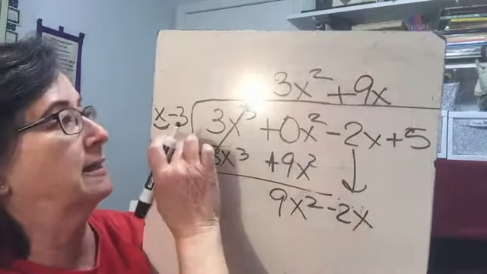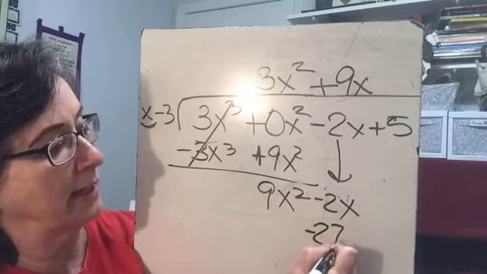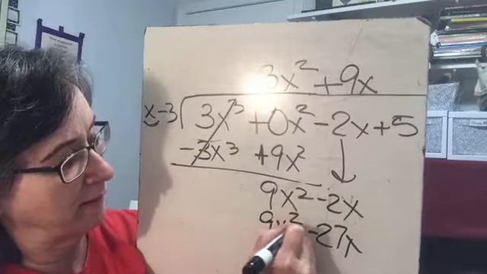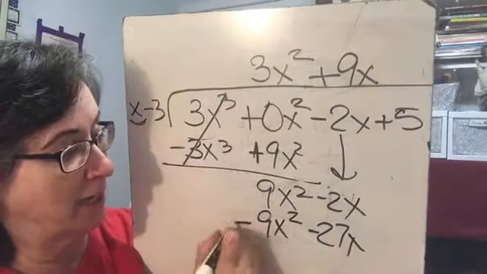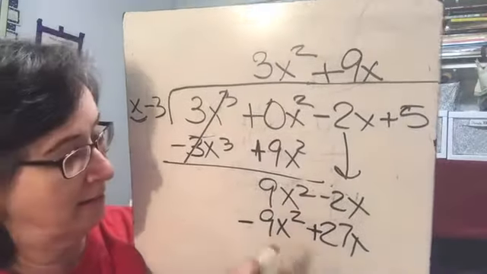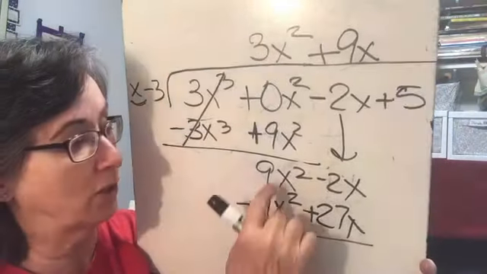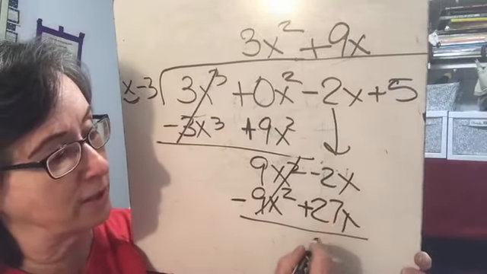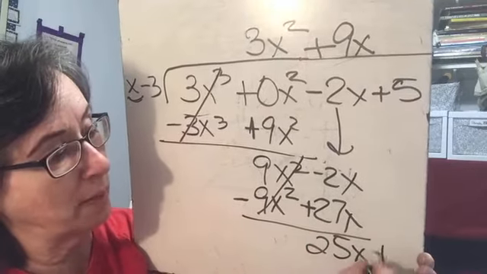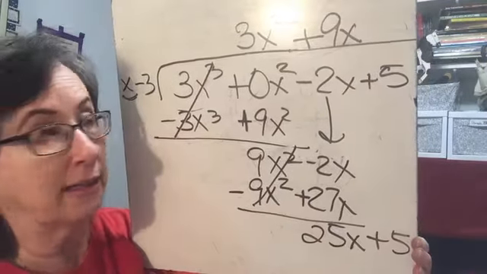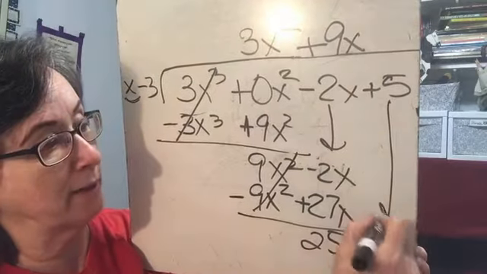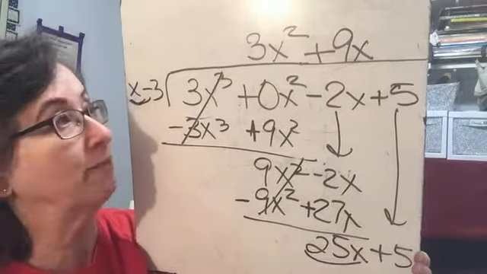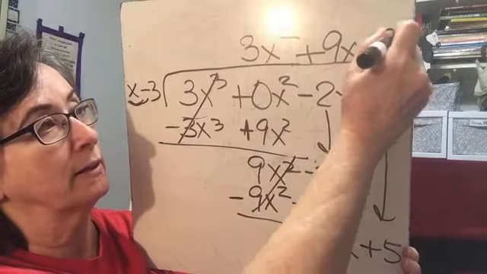9x. 9x times a negative 3 is negative 27x. 9x times an x is a 9x squared. I'm subtracting. So I change both signs and add. So now this should always go out. And it does. 27x minus 2x is 25x plus 5. Now, because I just brought this one down, I go again. X into 25x goes 25 times, so plus 25.